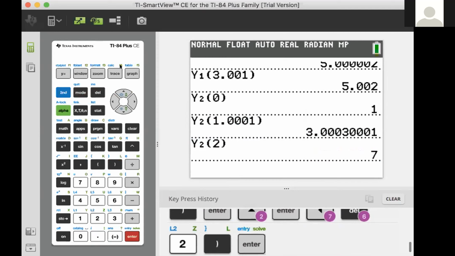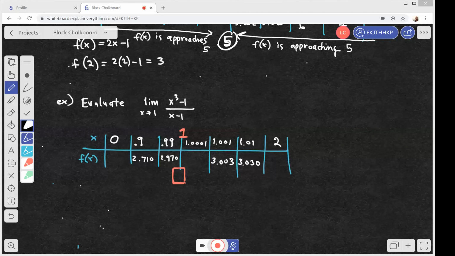So now let's go back to stop sharing. I'm going to share my screen here. So when x was 2, we had 7 as our answer. When x was 1.0001, we had 3.0003. And when x was 0, we had a number 1.